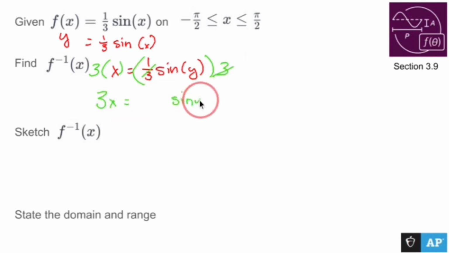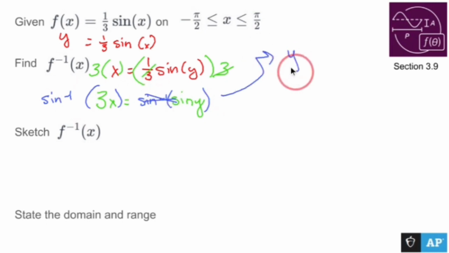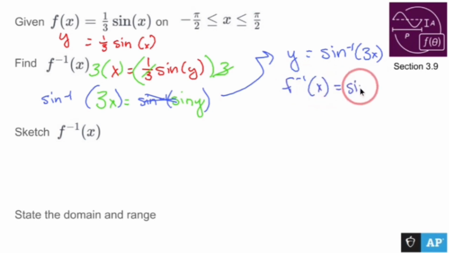I know that's a lot of space to leave, because the next step is to get rid of sine. The way you're going to get rid of sine is you're going to inverse sine both sides. That crosses out, and that gives us y equals, flipping sides, inverse sine of 3x. And then I need to write it out as f inverse of x equals the inverse sine of 3x.